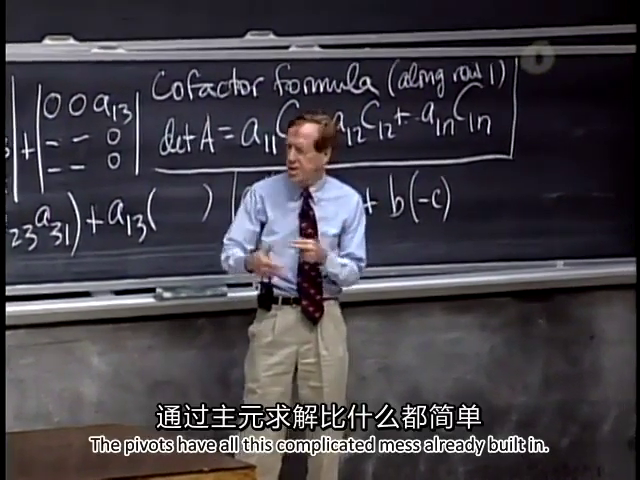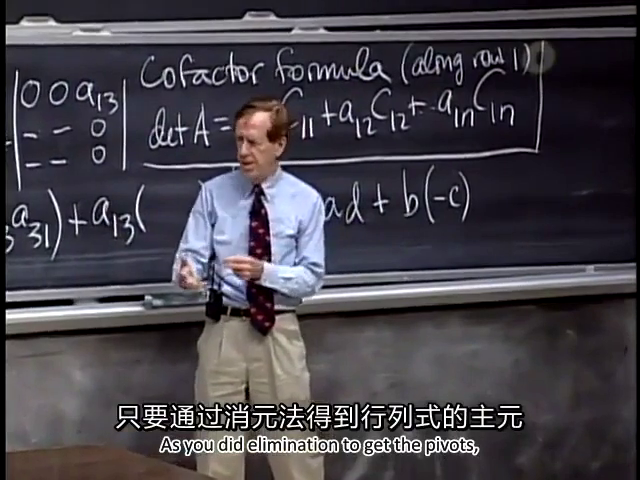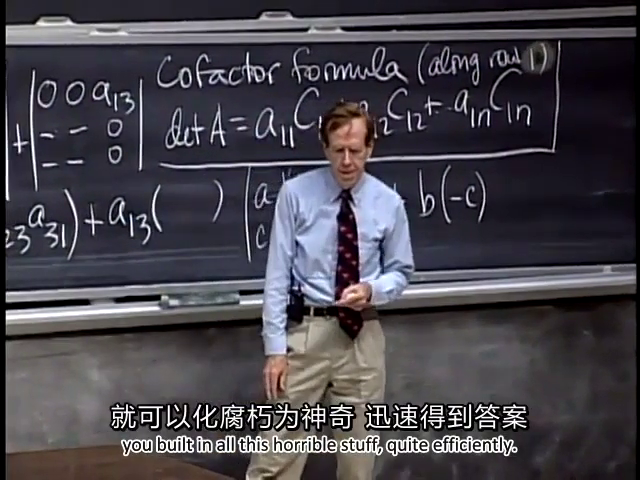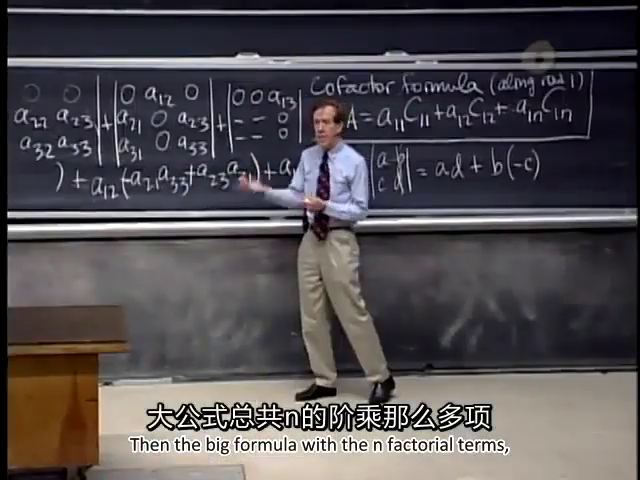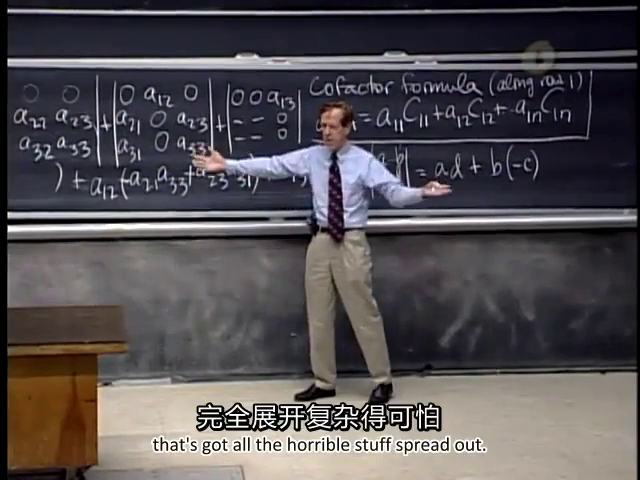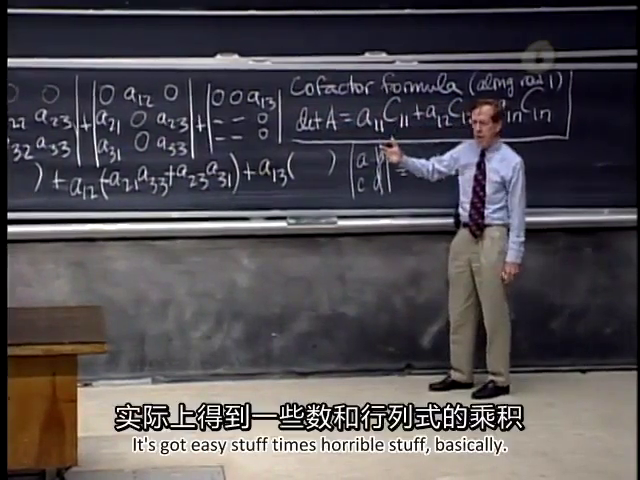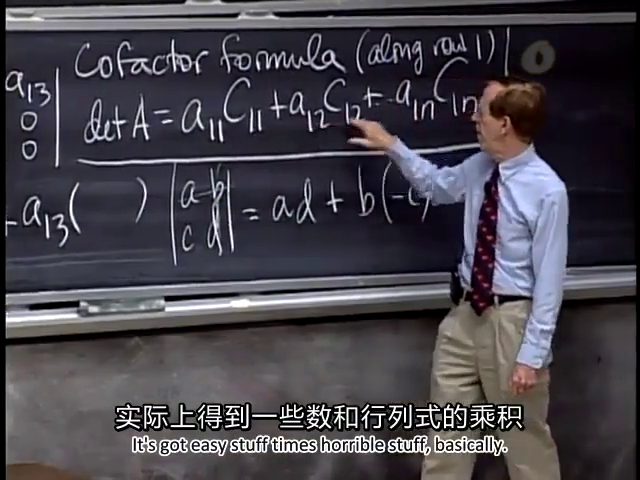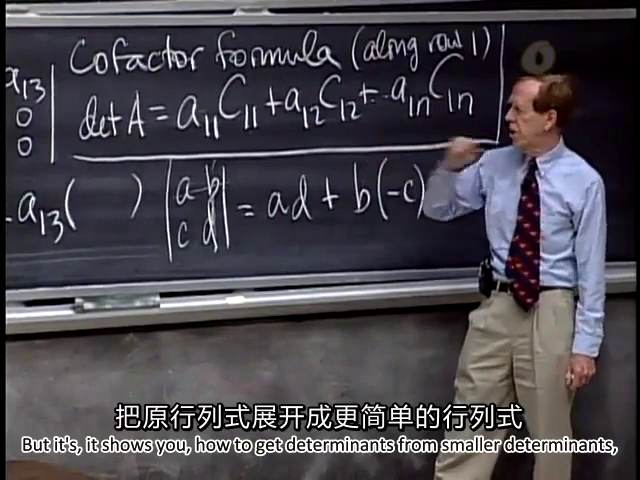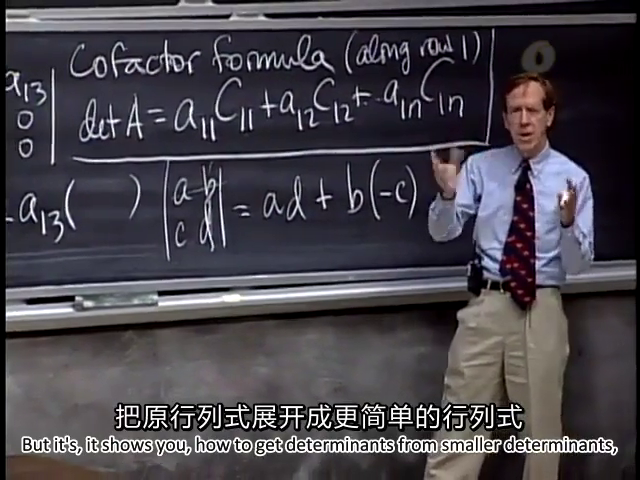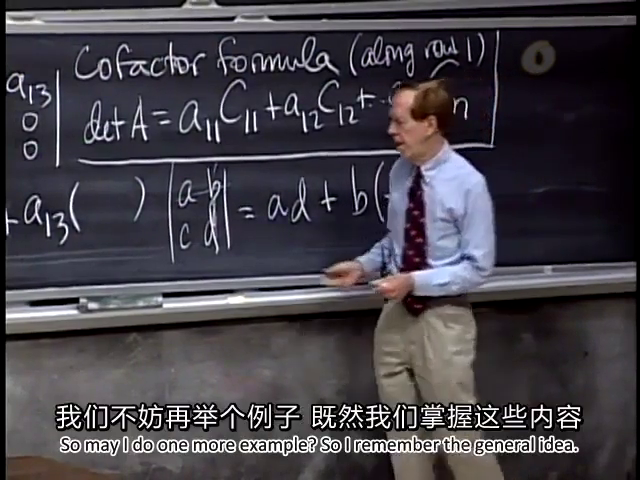The pivots have all this complicated mess already built in. As you did elimination, to get the pivots, you built in all this horrible stuff quite efficiently. Then the big formula with the n factorial terms, that's got all the horrible stuff spread out. And the cofactor formula is like in between. It's got easy stuff times horrible stuff, basically. But it shows you how to get determinants from smaller determinants, and that's the application that I now want to make.